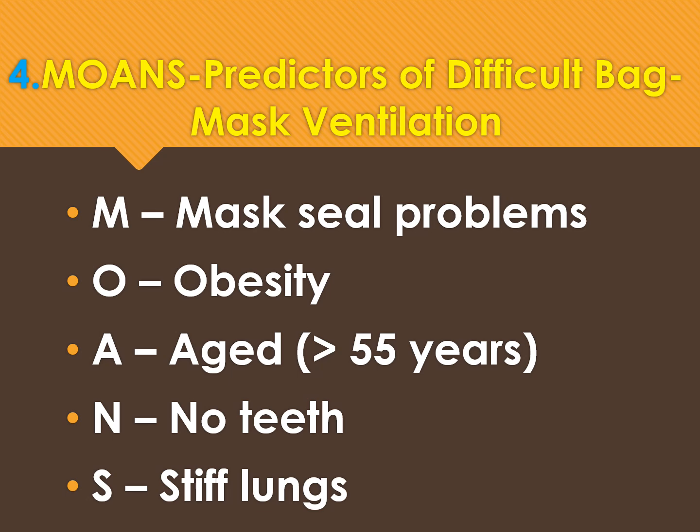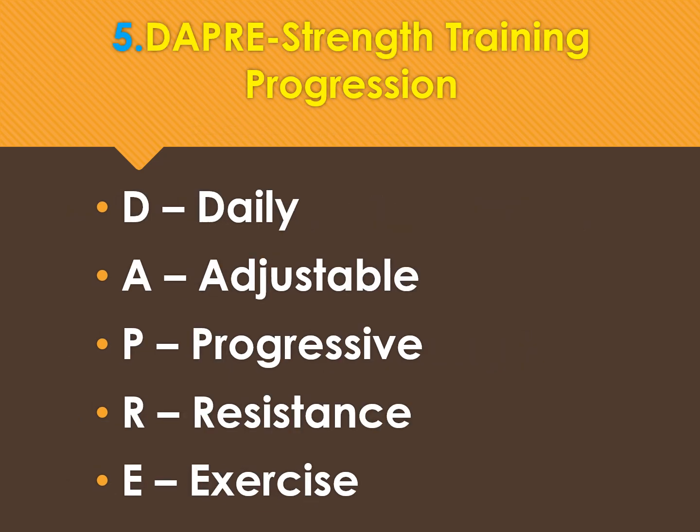It helps to identify the difficult bag mask ventilation cases, where M stands for mask seal problems, O for obesity, A for aged greater than 55 years, N for no teeth, S stands for stiff lungs. So remember to use this before performing the bag mask ventilation, especially in the critical cases.